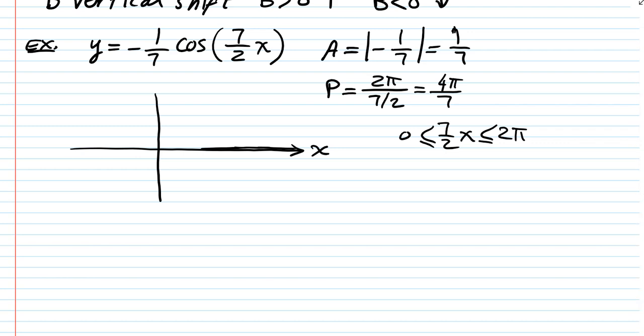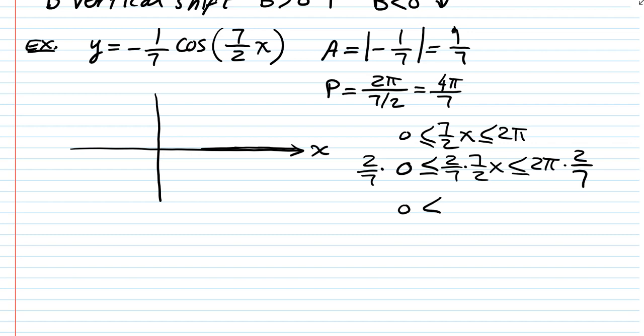Multiply everything in this inequality, all parts, by 2/7. 0 times 2/7 is 0. Then 2/7 times 7/2 x, and then 2 pi times 2/7. I'm multiplying all parts by a positive number, 2/7, so I don't have to change the direction of the inequality, and notice how that allows me to isolate x. So what used to happen from 0 to 2 pi now happens from 0 to 4 pi over 7. And check out how I'm going to graph this.